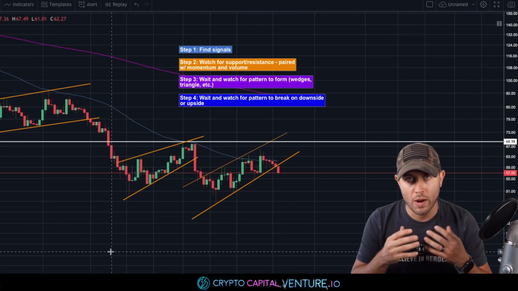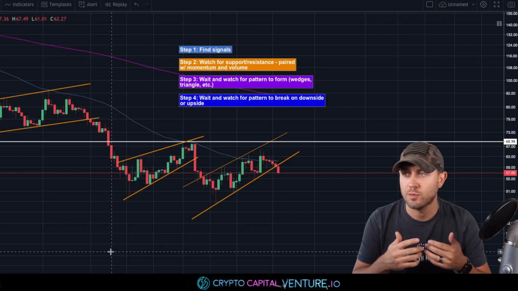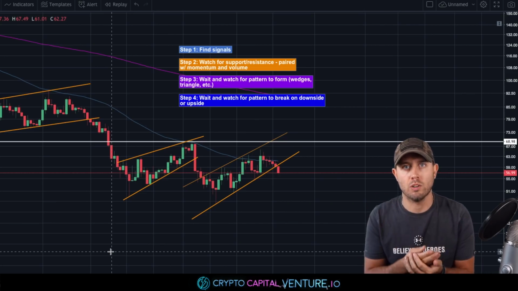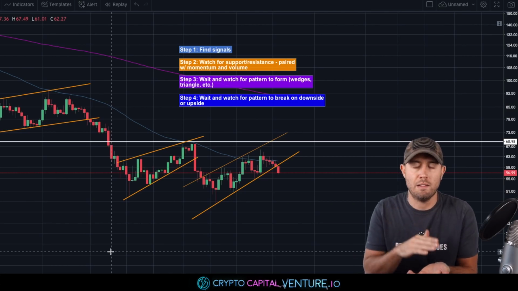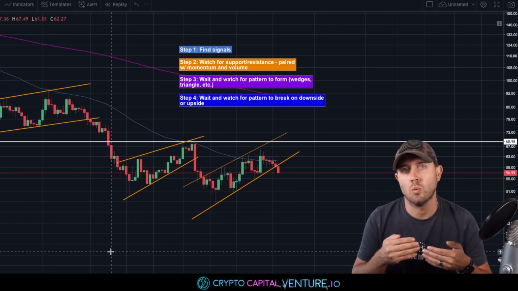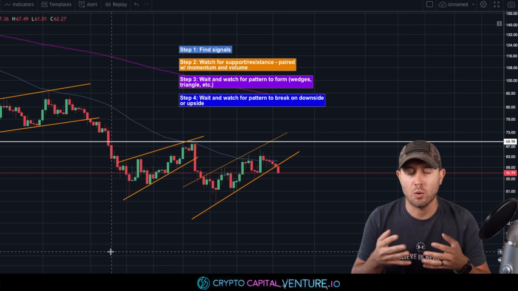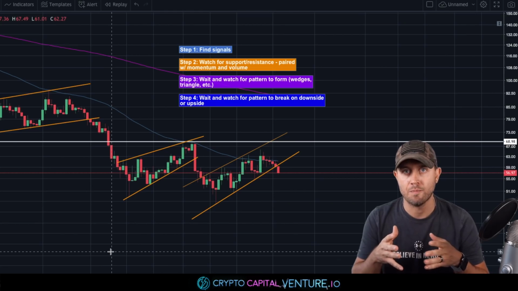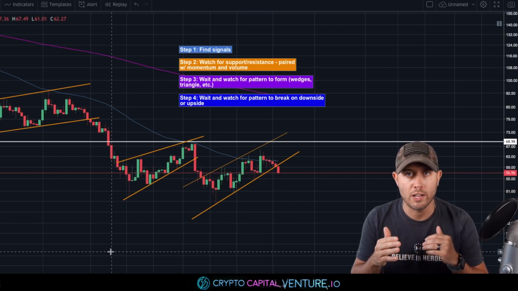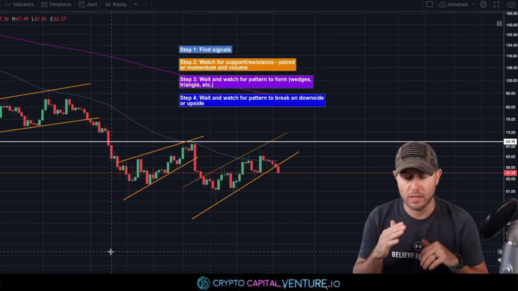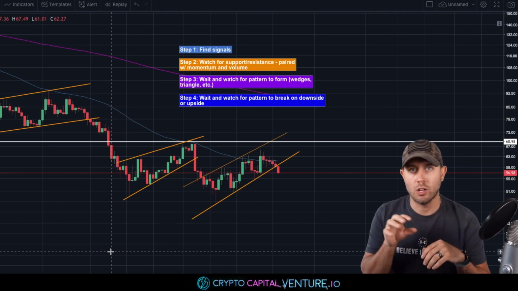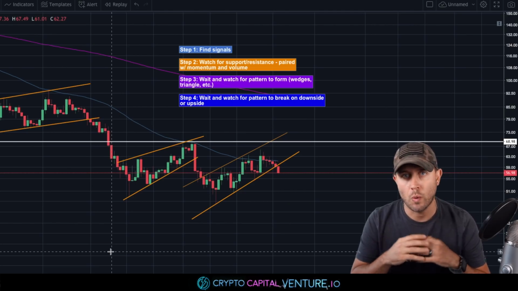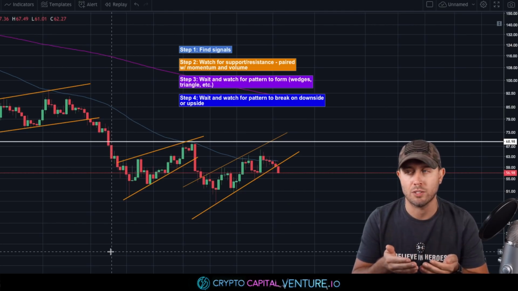Step three is you wait and you watch for patterns to form. So once we see, all right, we got some support right here, we got a bounce right here, then we start looking for, well, what's it doing? Where are we seeing more resistance and support, and where are we going to eventually see a pattern? Something like a falling wedge would be a lower high, lower low. So basically two highs, two lows, and you have a wedge form. So waiting for that to happen, waiting for a pattern to form.